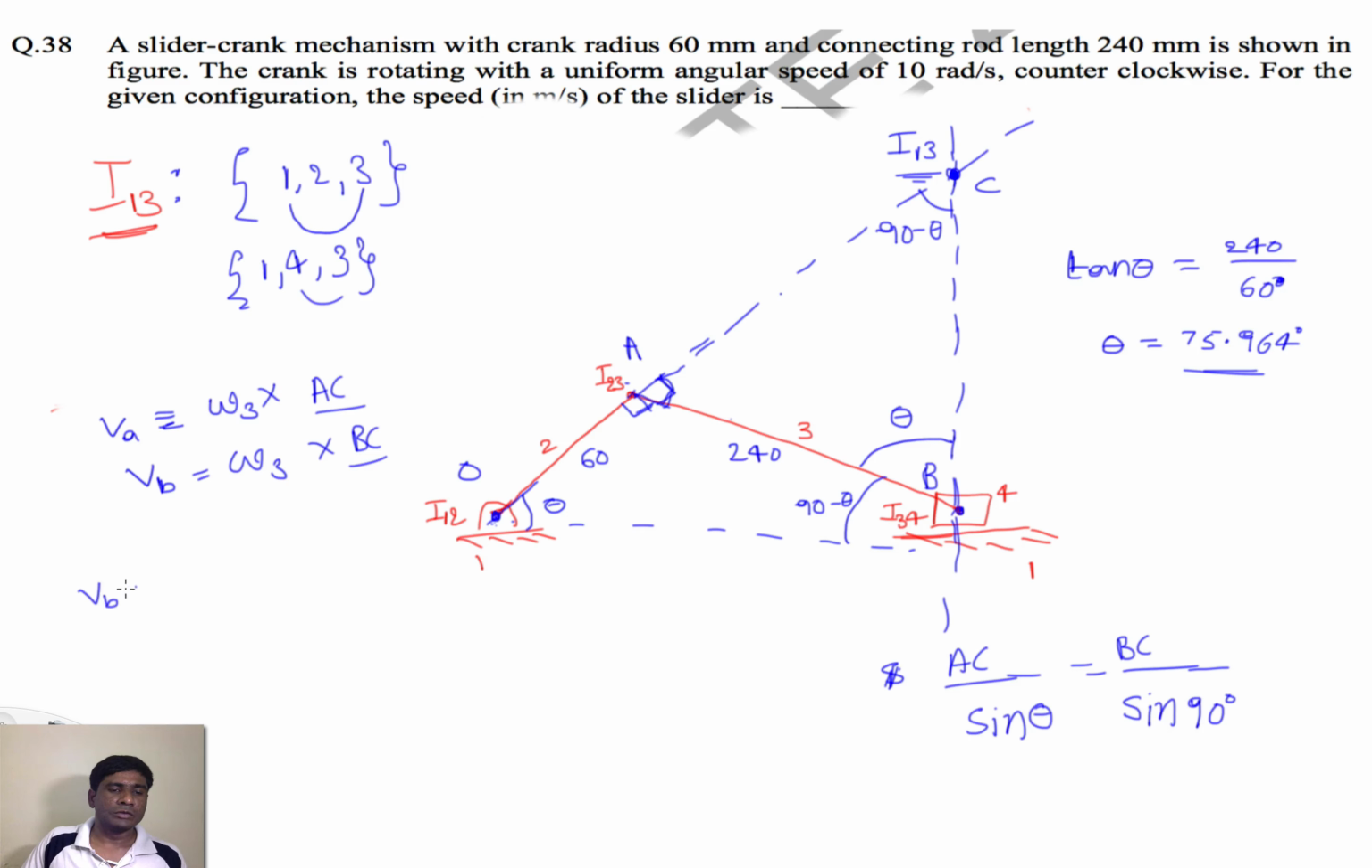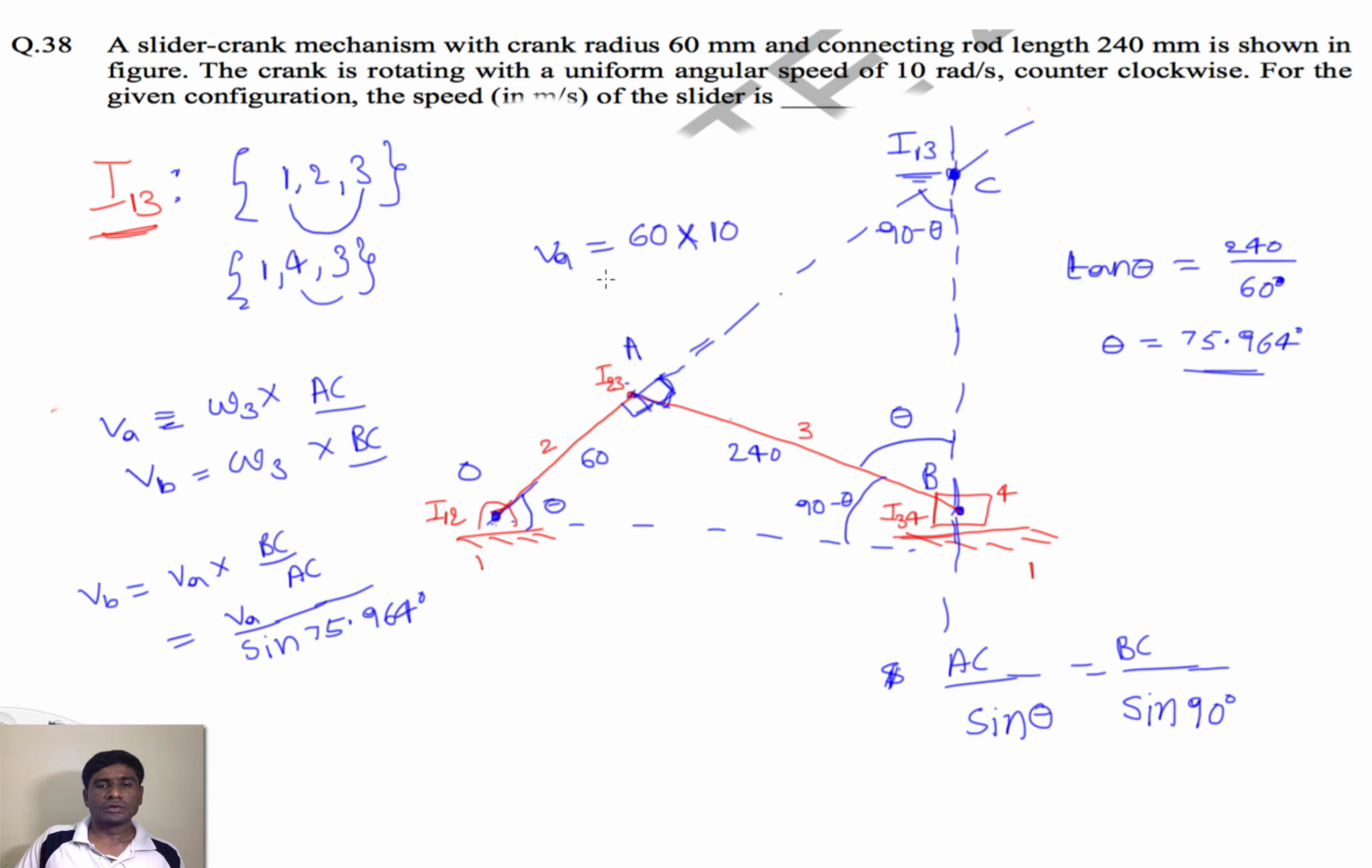And here what is the value of VB? VB equal to VA into BC by AC. What is the BC by AC? 1 by sine theta. So VA by sine 75.964 degrees, and VA we need to find out. So if you take link 2, what is the VA? VA on the link 2 equal to length of the link 2, that is 60, into omega. What is the omega? 10 radian per second. So this is 600 mm per second. If you substitute these values here, you will get 618.465 mm per second.